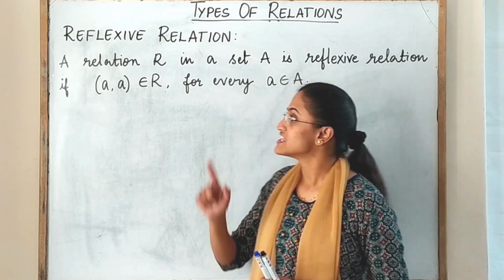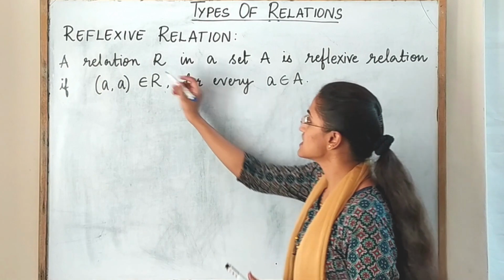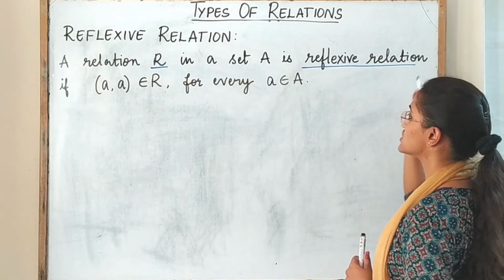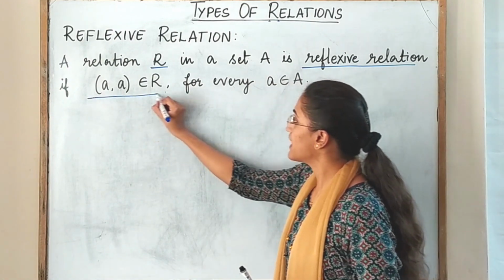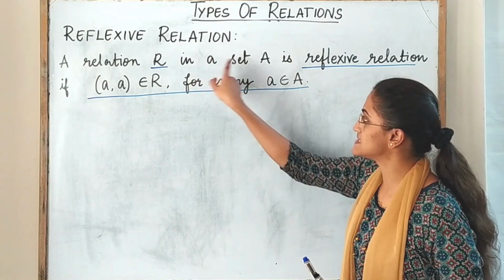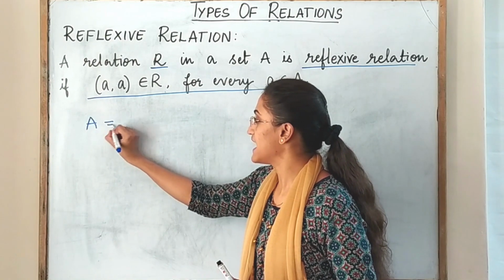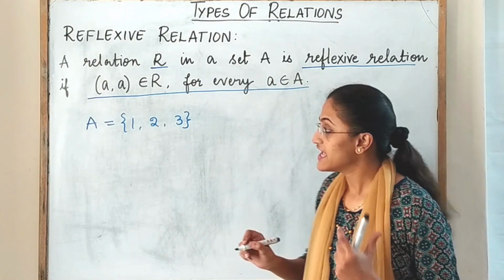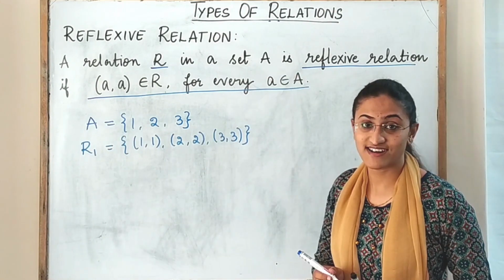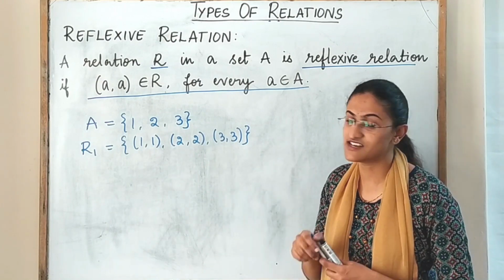Now please check out. The first one is the reflexive relation. A relation R on the set A is said to be a reflexive relation if (a, a) belongs to R for every a which belongs to the set A. Let us have a small example. Consider the set A as, now if I define a relation R1 as, you can recognize that this is nothing but the identity relation which we had already dealt with.